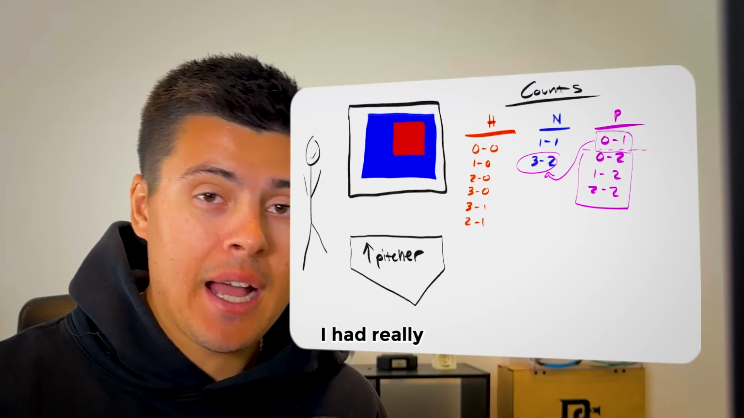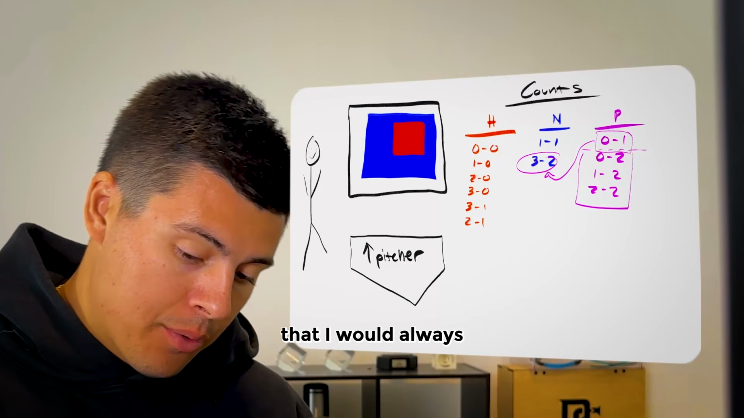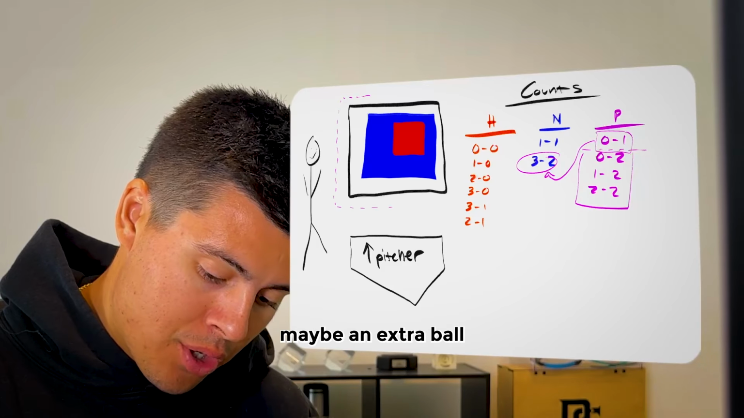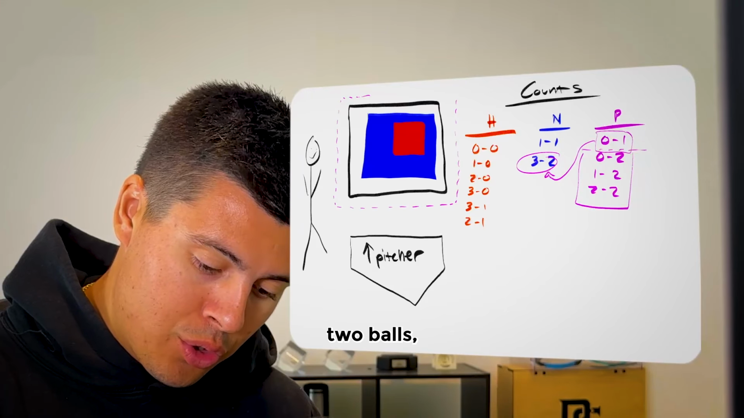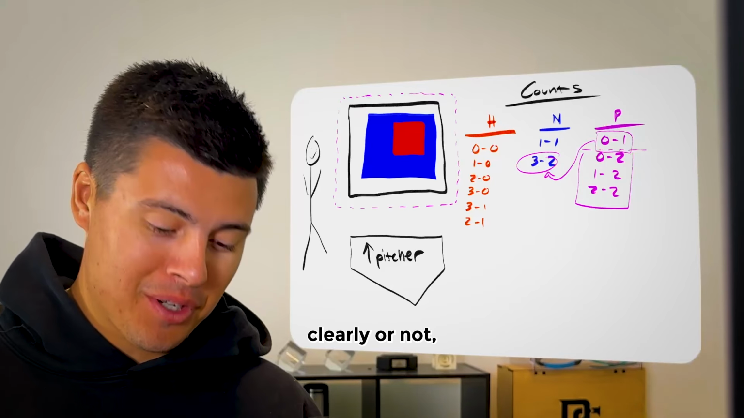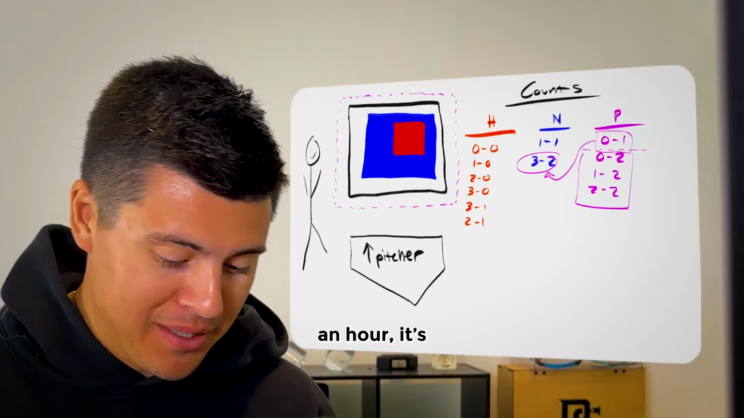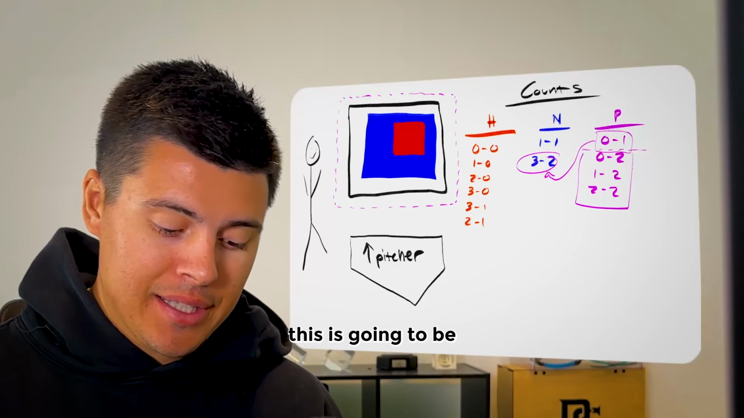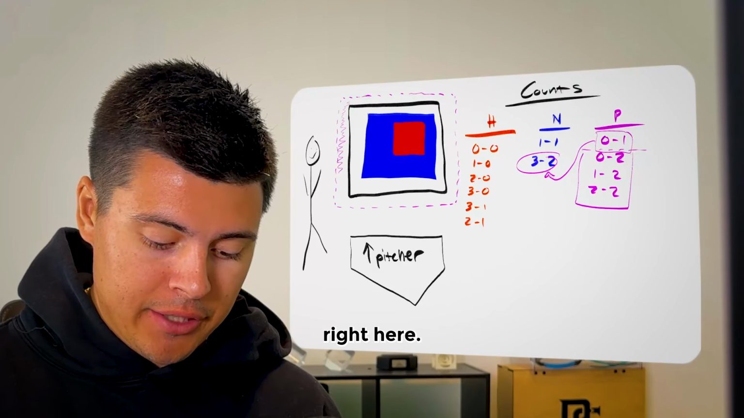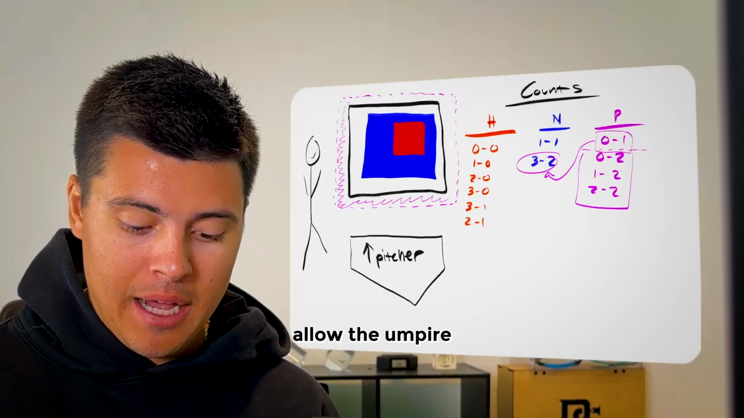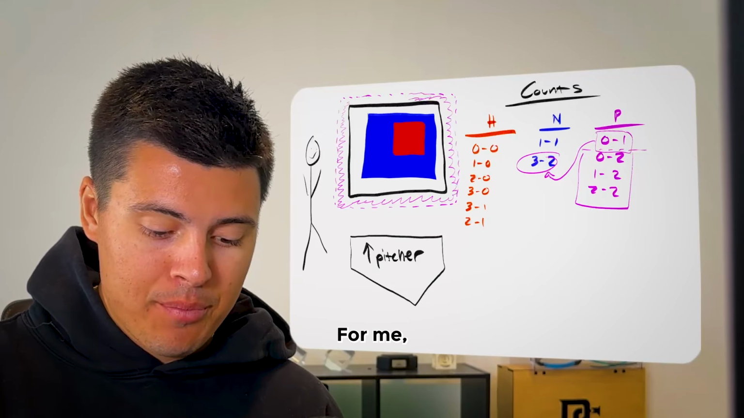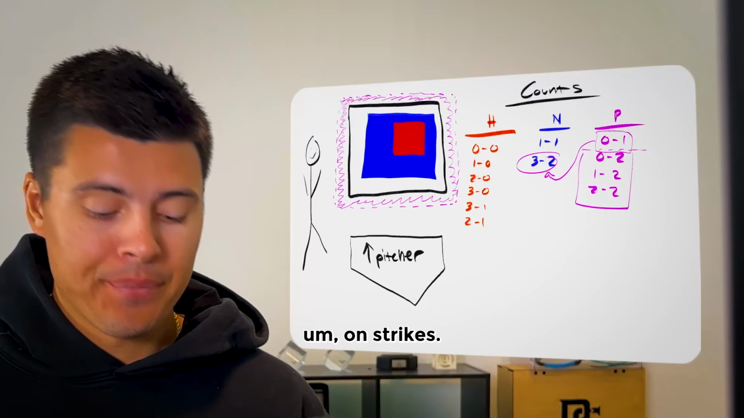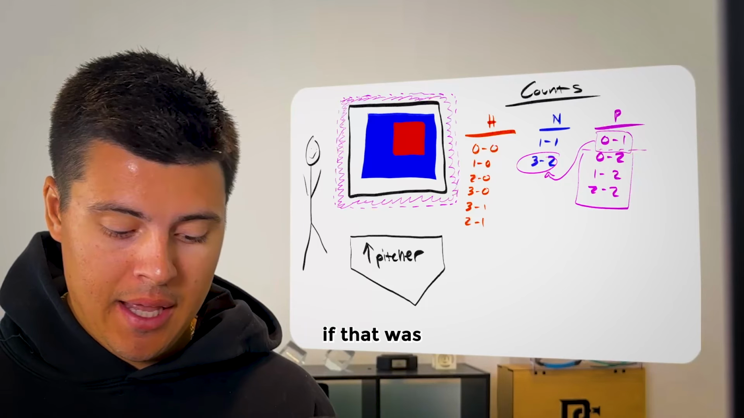So for me, I had really good hand-eye coordination. One thing that I would always find myself doing is I would allow myself maybe an extra ball off of the plate, maybe an extra 2 balls, depending on if I saw the ball clearly or not, which when it's coming in at 98 miles an hour, is sometimes very, very difficult. But either way, for those pitcher advantage counts, this is gonna be that gray area right here. It's very important that you don't allow the umpire to call you out on strikes. For me, I took that to exception because I never liked the umpire to call me out on strikes, right? I wanted to go down swinging if that was gonna be the case.